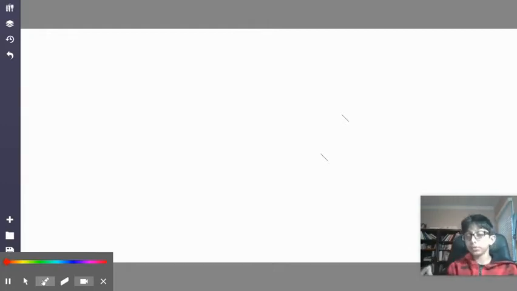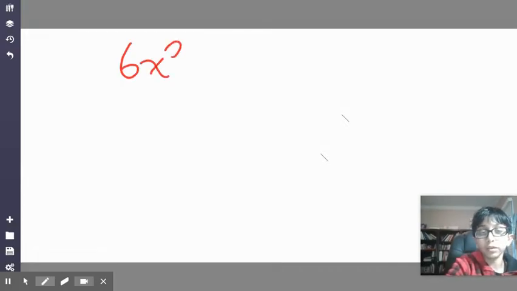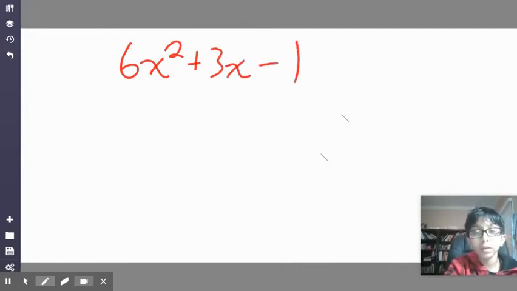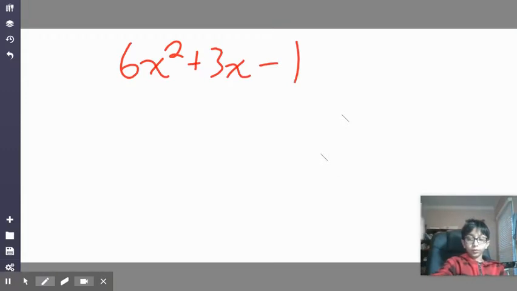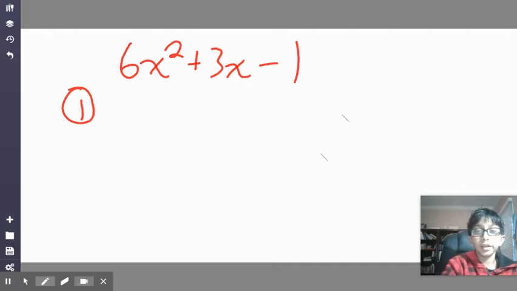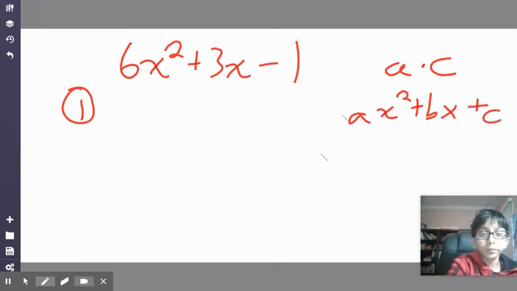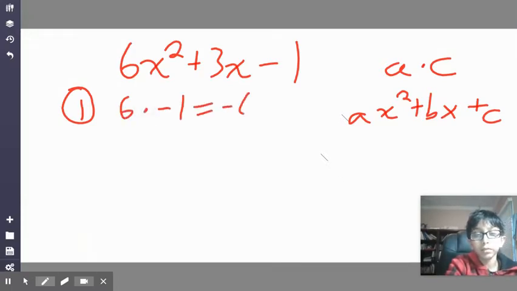Now you need to know how to do factoring in order to do the triple play method. So now let's take a harder expression which has a greater than 1. For this one, the first step in using the triple play method is taking the a and multiplying it by the c. As you know, the quadratic is ax squared plus bx plus c. So a is going to be 6, and c is going to be negative 1. So that gets us to negative 6.